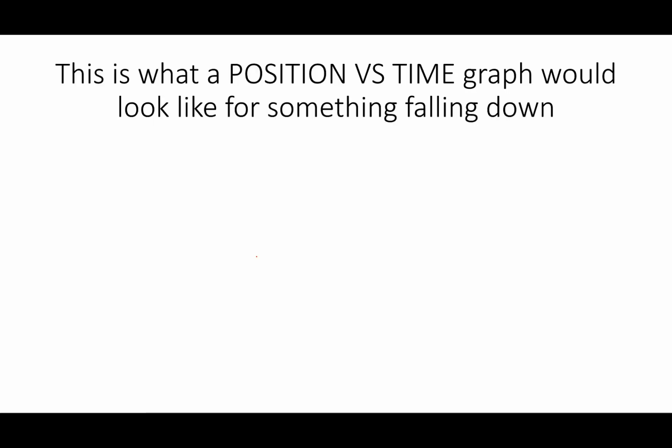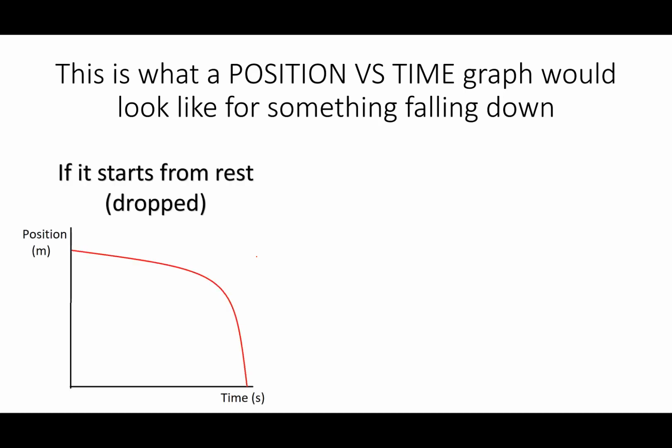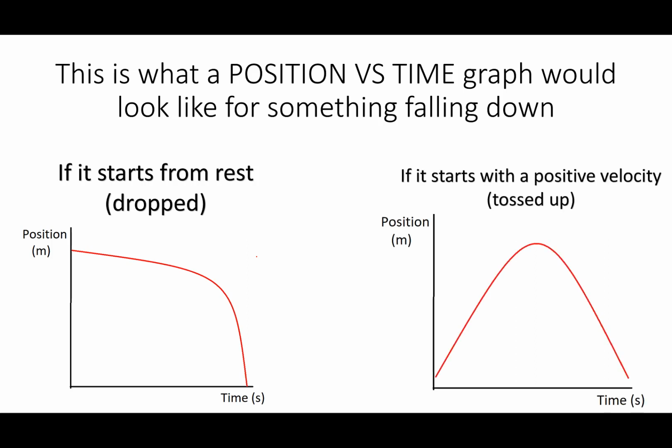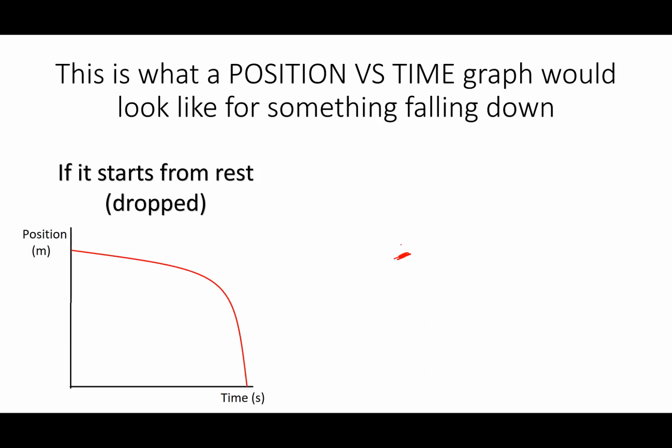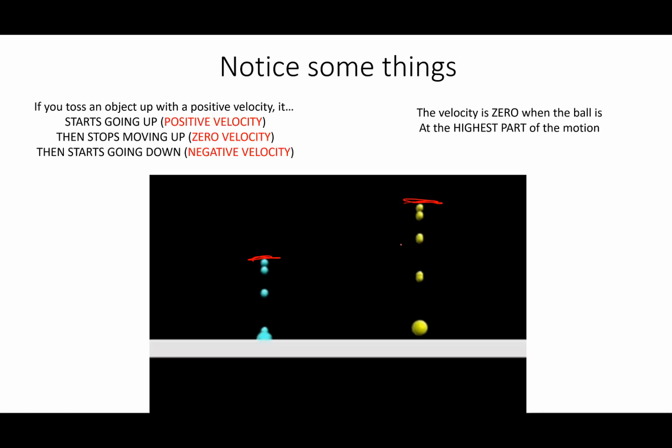This is what a position versus time graph would look like for something under the influence of free fall. If it started from rest, which means you just drop it, it would look kind of like this. But if you tossed it up, it would look like this. So this is going to be the position versus time graph for that ball. I'll show you again. Here. It starts off with a lot of positive distance, then a little bit less, less, none. After that, it starts moving a negative amount of distance per second.